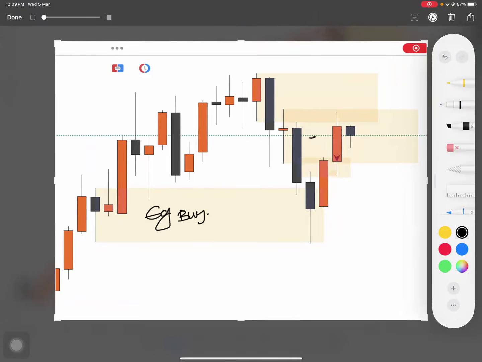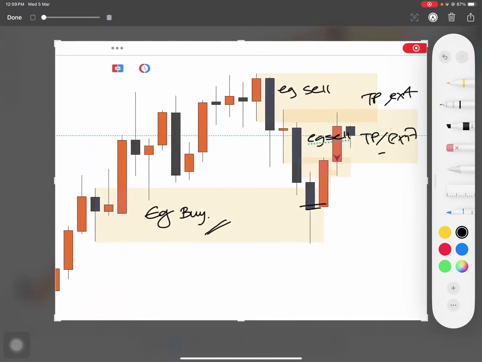This is the EG buy. This is the EG sell. So if you're already buying around this area, this will be your next TP or your next exit.